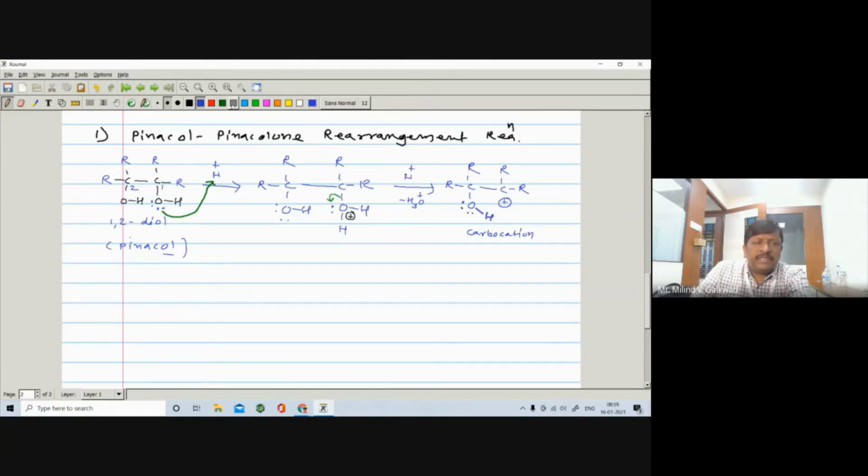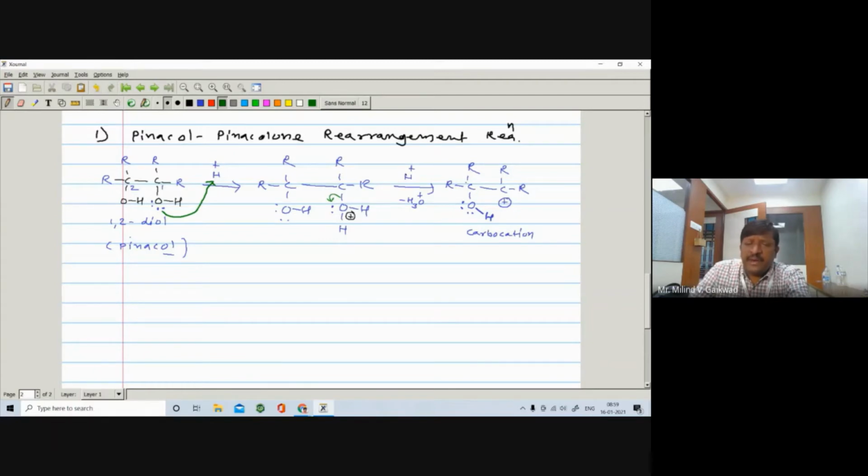So what happens in this case? There is the formation of carbocation. And what is the nature of the carbocation? The nature of the carbocation is tertiary. Why? Because the carbon having the positive charge is directly attached to 1, 2, 3 carbons. So it is a tertiary carbocation.